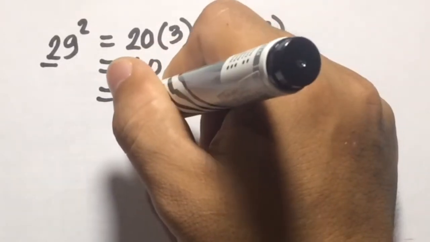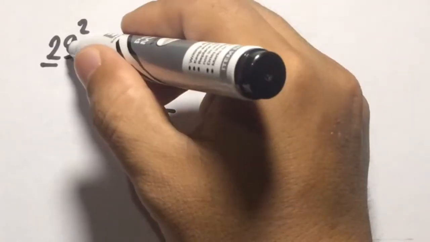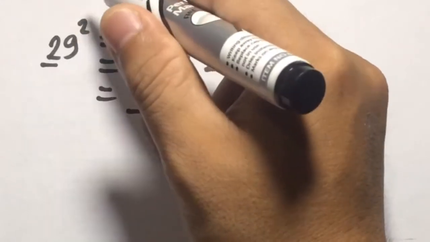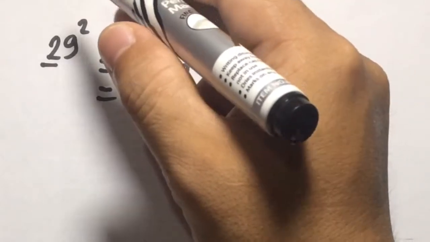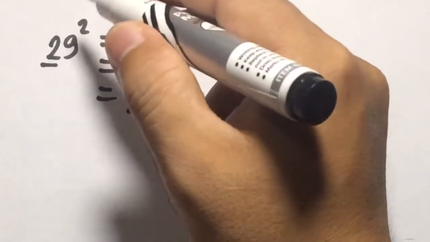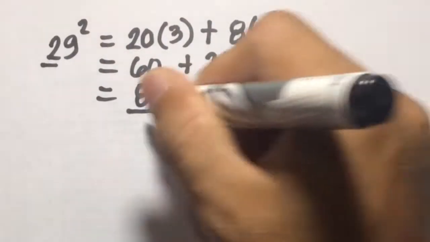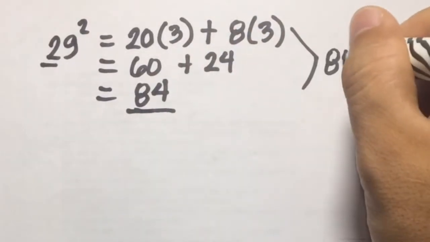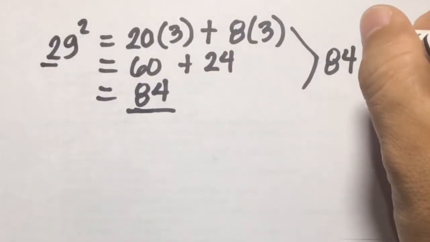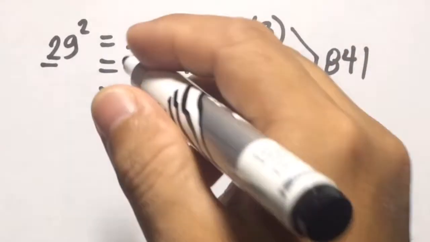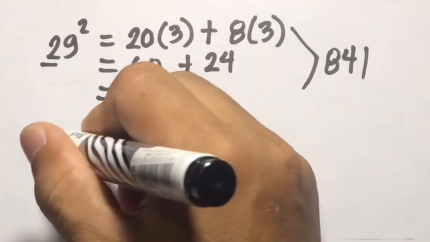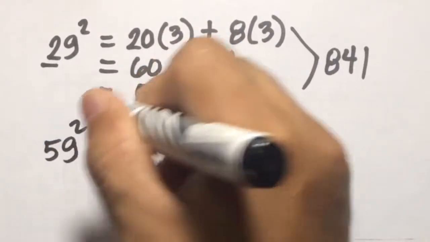So these are the first digits of your answer, and for all numbers ending in 9, if we square them, the last digit will always be 1. So the first digits are 84, then the last digit will be 1. So 29 squared is 841.